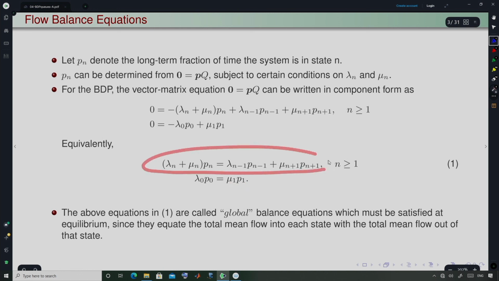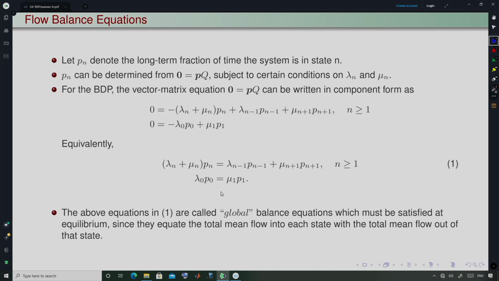Now, take the first equation with n equals 1. What will happen then? On the left side, you have lambda 1 plus mu 1 times P 1, and on the right side lambda naught P naught plus mu 2 P 2. Here the left side has mu 1 P 1 and the right side has lambda naught P naught, and from the previous equation we know that these two quantities are equal. So, this gets cancelled and you are left with lambda 1 P 1 equal to mu 2 P 2. Lambda naught P naught equals mu 1 P 1, lambda 1 P 1 equals mu 2 P 2. One more step and you get lambda 2 P 2 equal to mu 3 P 3, and so on.